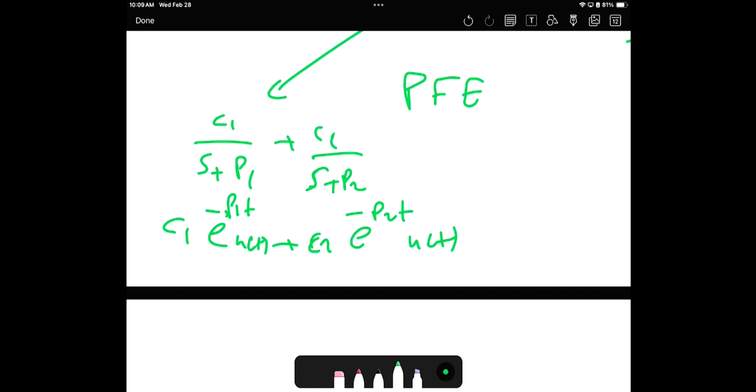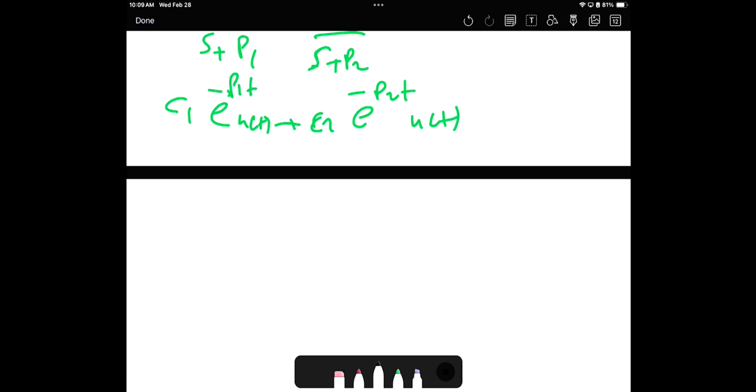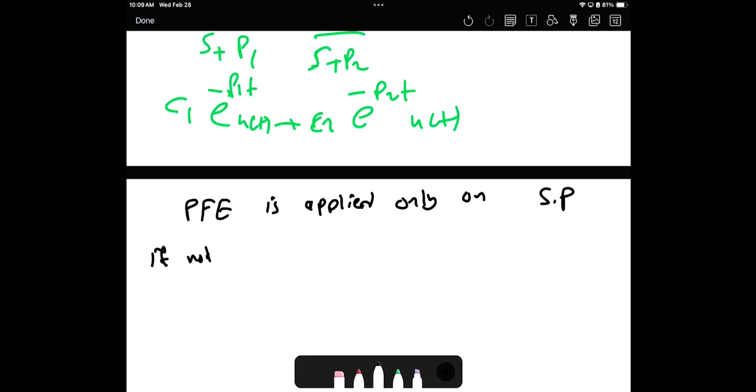Basically, we need to convert this to a format that allows us to apply partial fraction expansion. Now, let's discuss what partial fraction does, or how we can do it. The first thing we need to figure out: partial fraction expansion is applied only on strictly proper. If not strictly proper, then we do long division, like what we did in the previous example. So before doing any partial fraction expansion, you need to make sure it is strictly proper.